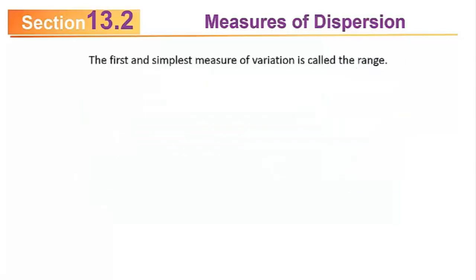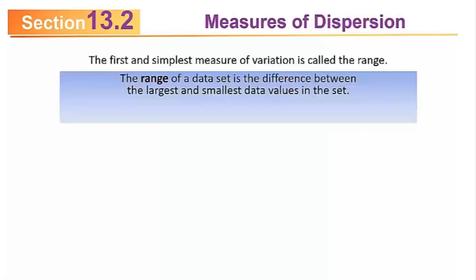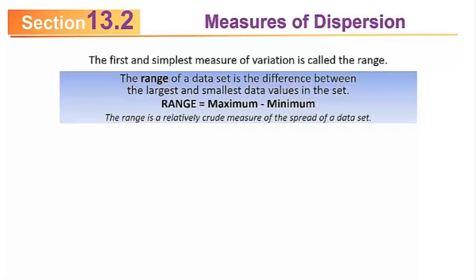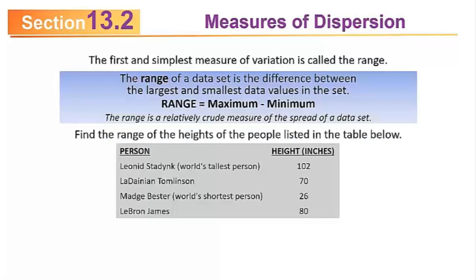The first and simplest measure of variation is called the range. The range of a data set is simply the difference between the largest and smallest data points. So the range is just a maximum value minus a minimum value. It's a relatively crude measure of the spread of a data set because it doesn't say anything about the values in between the minimum and maximum values.